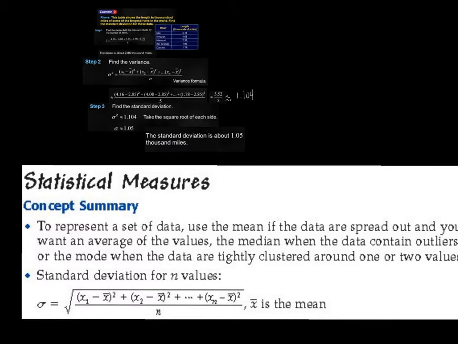Standard deviation for n values: we're going to take the difference between each piece of data and the mean, square it, add them together, divide by how many we have, and then take the square root.